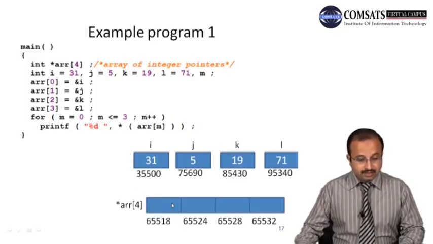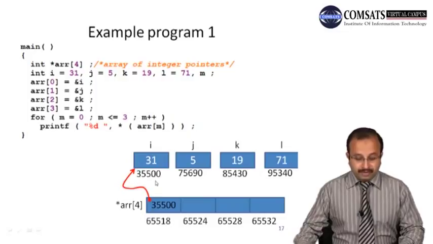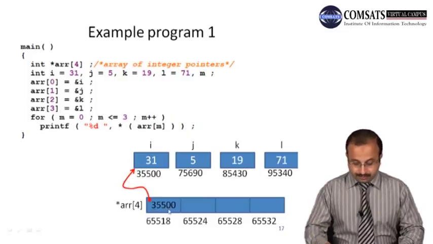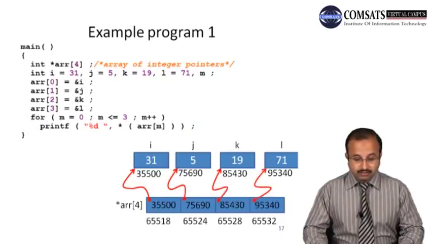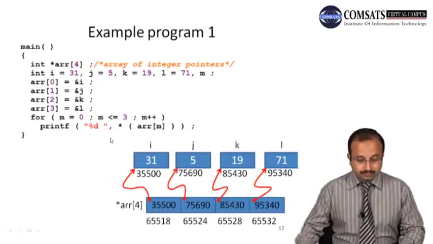Now when you execute these statements, arr[0], this element, you are assigning the address of i. It will be like this. So the address of i is 3550, that will be assigned to arr[0]. Similarly, the address of j will be assigned to index 1, the address of k will be assigned to index 2 of the arr array, and the address of l assigned to index 3, that is the 4th element of the arr array. Now using a loop you can print this value.